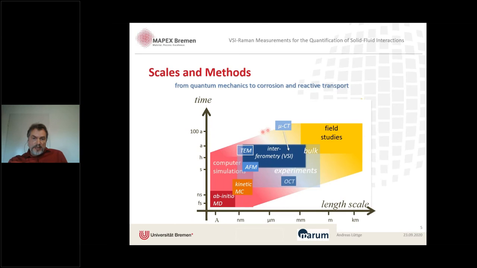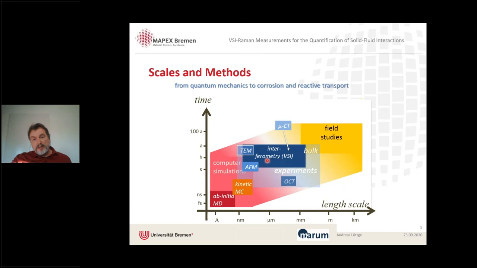Interferometry is for us a center technology because you can see here this is time on the y-axis and length on the x-axis. We typically face problems that are decided at the atomic level, at the angstrom to nanometer level. But we have to scale that up for material science and earth science problems, into even the kilometer range. Interferometry here bridges the very small scale questions with the experimental bulk side and field studies. So it becomes really the center.